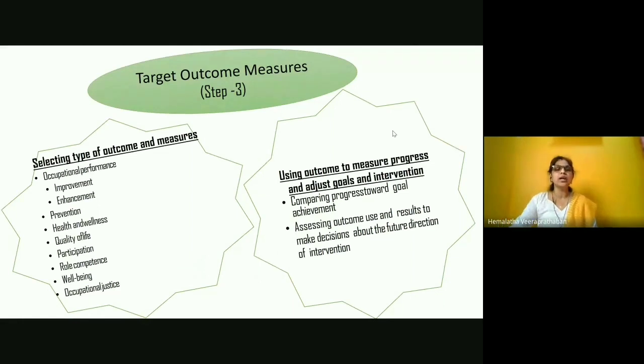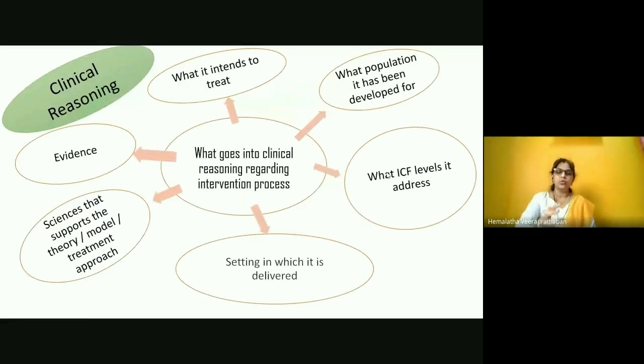So targeting outcome, the third phase, is the targeting outcome. So you will see where the outcomes are happening, and you will adjust your goals and interventions accordingly. So this is what we have discussed right now. These are how to frame clinical reasoning.